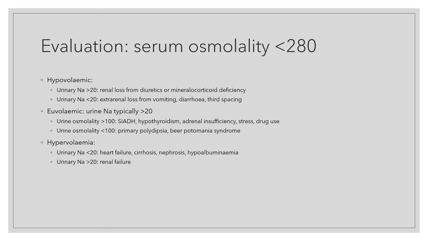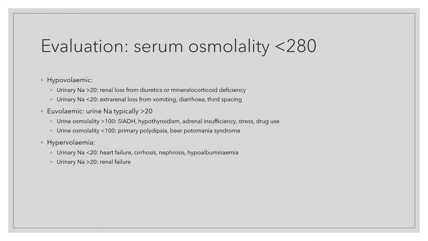Then, if the serum osmolality is low, as in less than 280, you want to do an evaluation of the patient's volume status. If they're hypovolemic, you start by looking at the urinary sodium. If the sodium is greater than 20, then the renal system is being acted on by either diuretics or mineralocorticoid deficiency. If their urinary sodium is less than 20, then it's from extrarenal losses, such as vomiting, diarrhea, or third spacing.